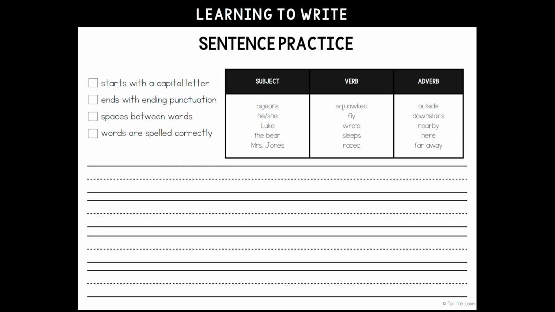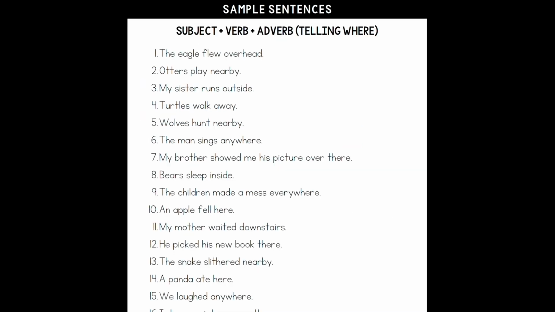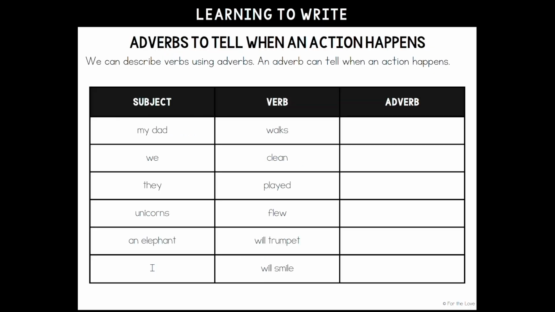Once students have completed that chart, they can use it to support themselves as they write sentences with adverbs that tell where an action is happening. Here are example sentences that you can use to support your students. The next kind of adverb we're going to look at are adverbs that tell when an action happens. We're doing the same thing as before, but you will want to make sure you have your adverb list that tells when things happen to support your students.